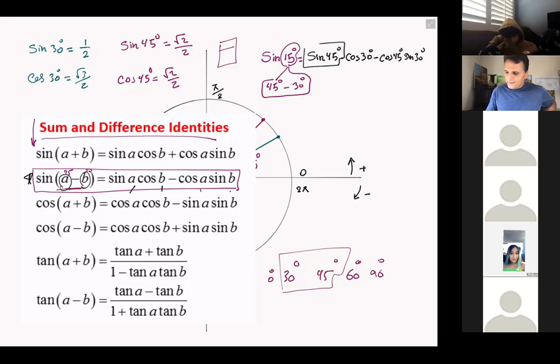Sine of 45 is radical 2 over 2, multiply cosine of 30, which is radical 3 over 2, minus cosine of 45, which is radical 2 over 2, times sine of 30, which is 1/2.